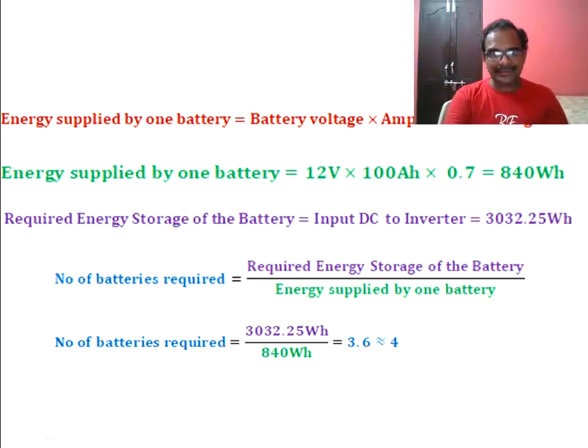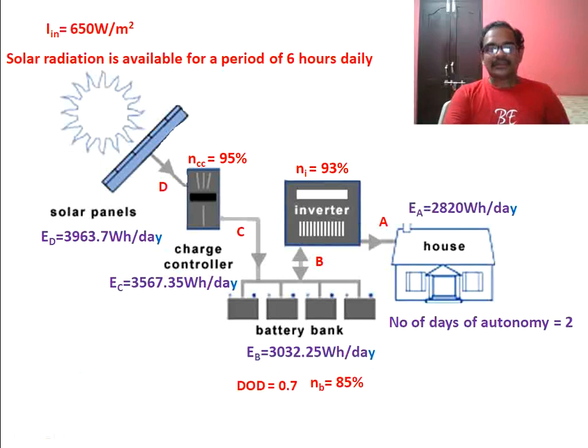So the main thing is, the total energy required by the house is 2820 watt hours per day. In order to supply 2820 watt hours per day with an inverter efficiency of 93%, I need a storage capacity of 3032.25 watt hours per day. I need to store this much energy. So in order to store it with a 12 volt, 0.7 depth of discharge, 100 ampere hour battery, I require 4 batteries.